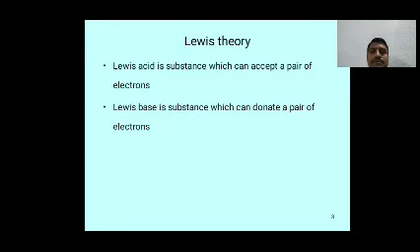Lewis base is a substance that can donate a pair of electrons to form a coordinate covalent bond with an acid.